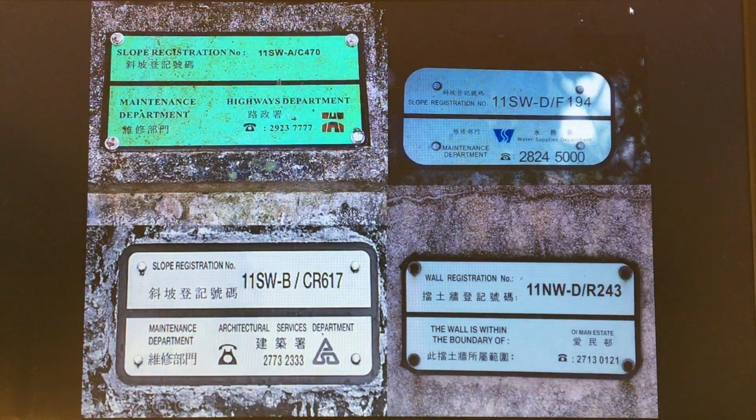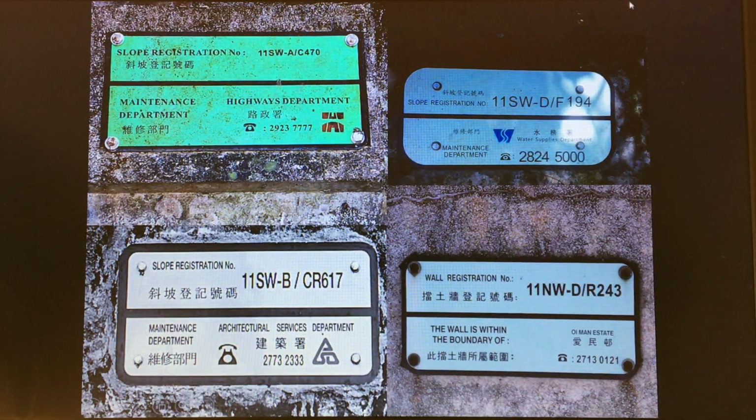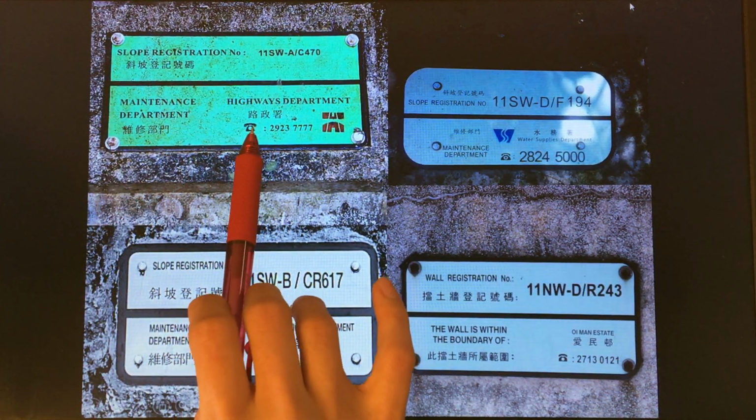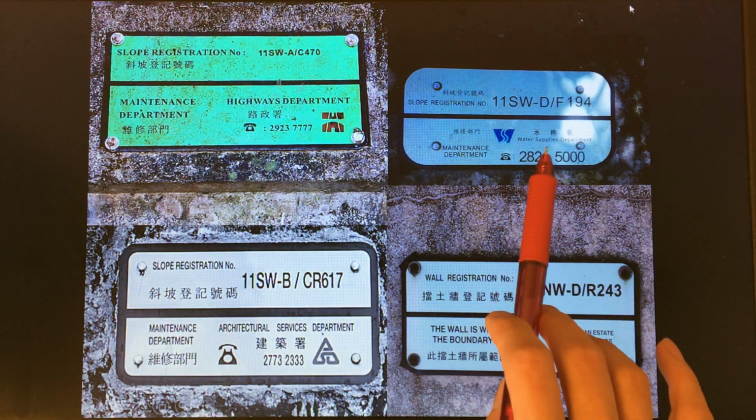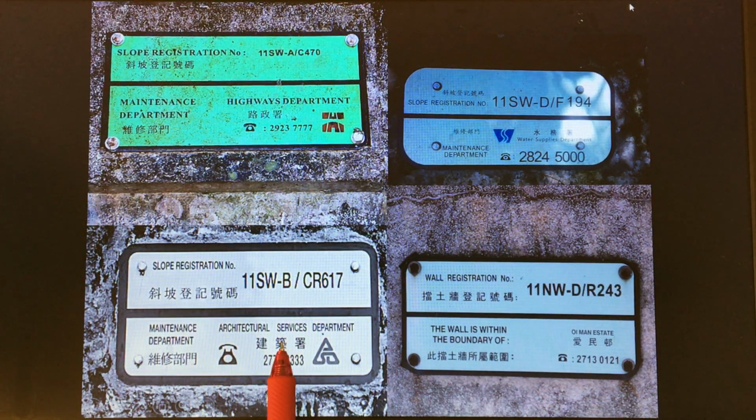Okay, then in fact you can see that on some of the public slopes, on the roadside, there are different kinds of signs on them. Okay, in fact they are talking about the different types of slope. So maybe this slope is the responsibility of the Highways Department. This slope is the responsibility of the Water Supplies Department. This is the Agriculture and Fisheries Department, or some public estate. So on some of the slopes we can see this sign, which tells us which department is responsible for this slope.